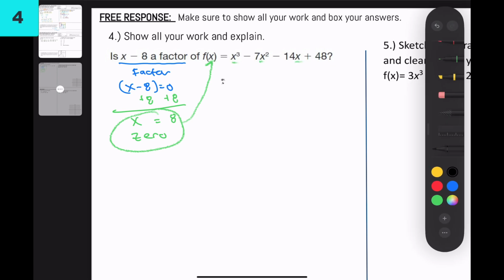So I have 7 times that squared minus 14 times that plus 48. And now I'm going to put in x equals 8.